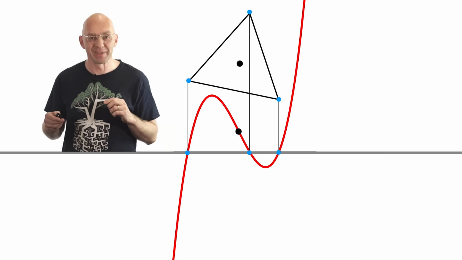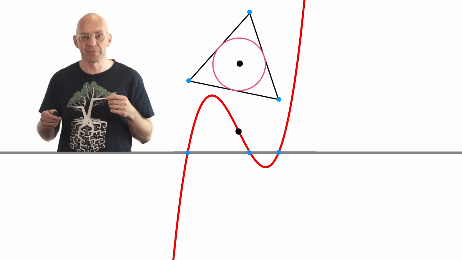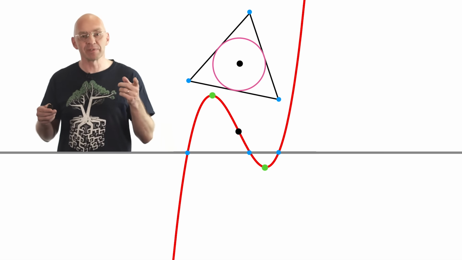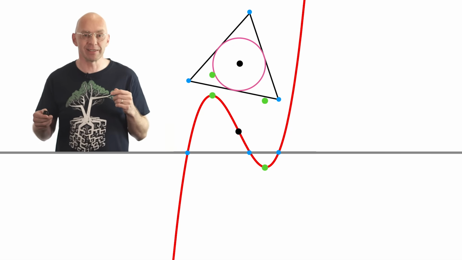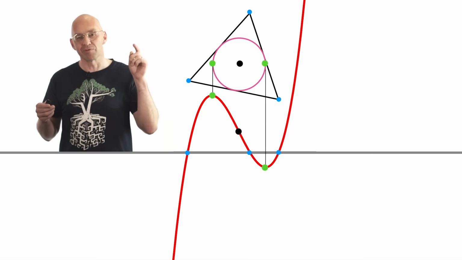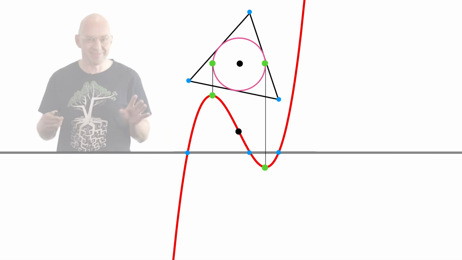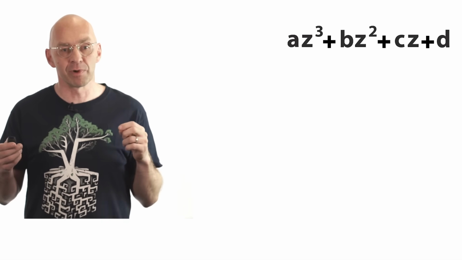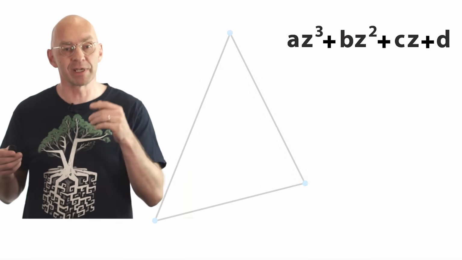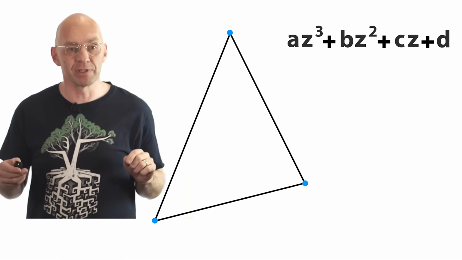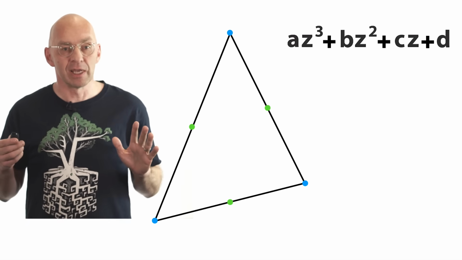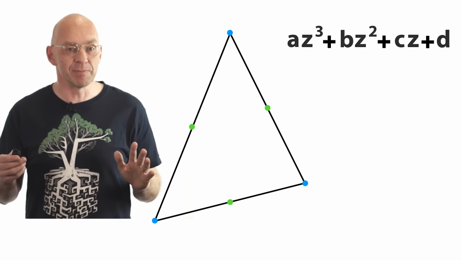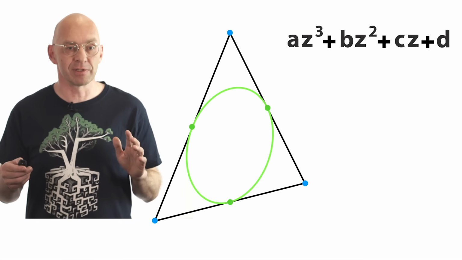But there's more. Inscribe a circle into the triangle, then the 2 extrema line up with the left and rightmost points of the circle like this. Final related fun fact, and this one is a real killer. Start again with a cubic polynomial, but this time the coefficients can be any complex numbers. So in general, the 3 zeros of such a polynomial will be 3 points in the complex plane, forming a triangle. Highlight the midpoints of the edges of this triangle. It turns out there's exactly 1 ellipse that touches the edges in those midpoints.